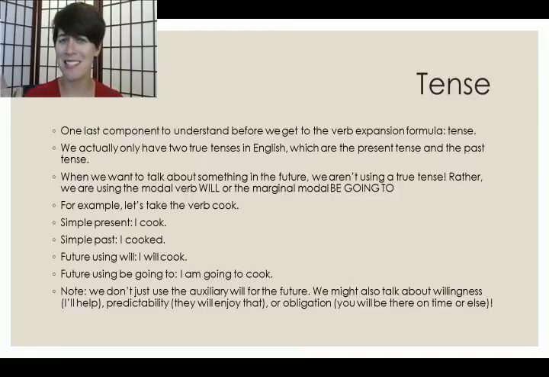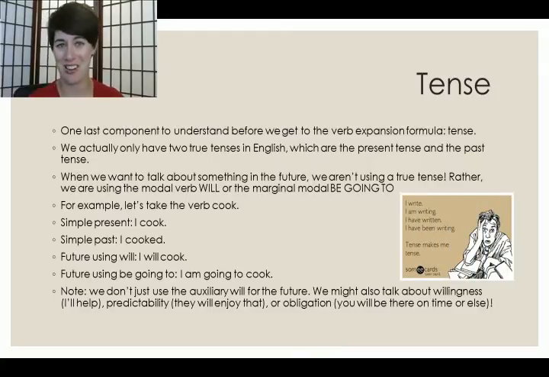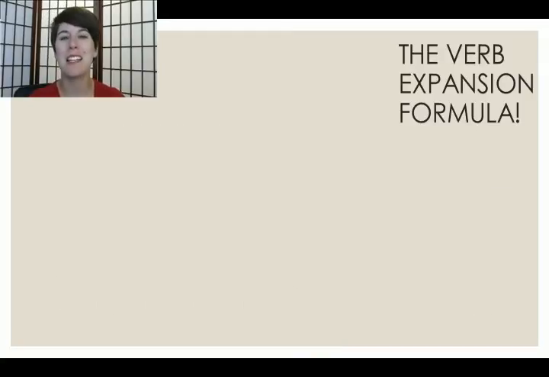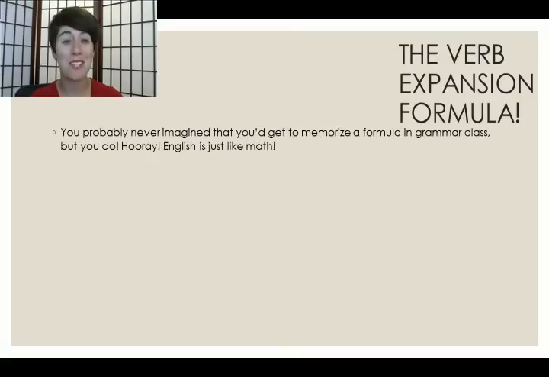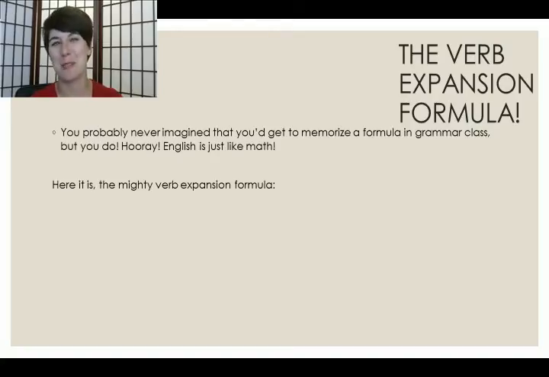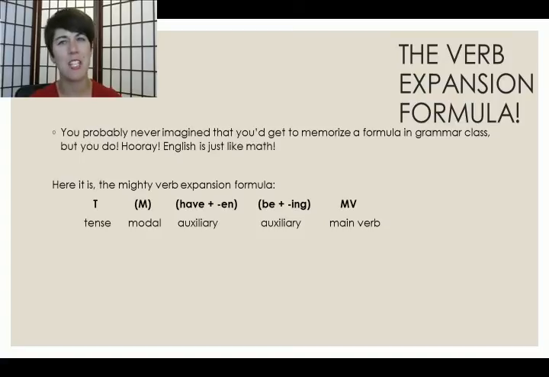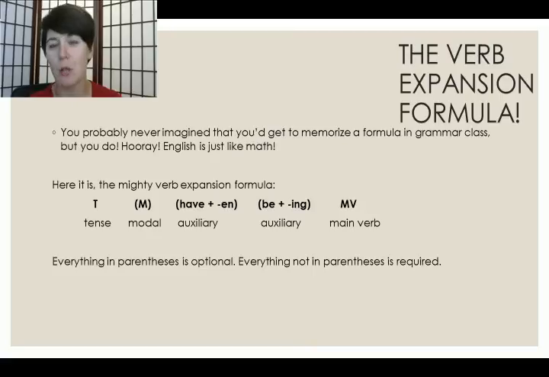This understanding of tense really sets us up to use the verb expansion formula. Yay! A bit of fanfare here on the verb expansion formula front, because now we actually get to memorize a formula, just like math class. Who knew we could do this in English? Here it is, the verb expansion formula. T, M in parentheses, have plus en in parentheses, be plus ing in parentheses, MV, that's tense, modal, auxiliary, main verb. If it's in parentheses, then it's optional. The only things you have to have are tense and a main verb. Everything else we have the option to use.